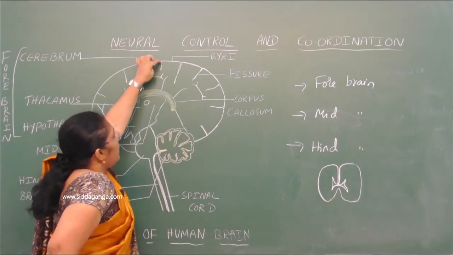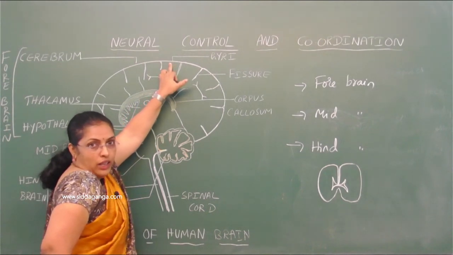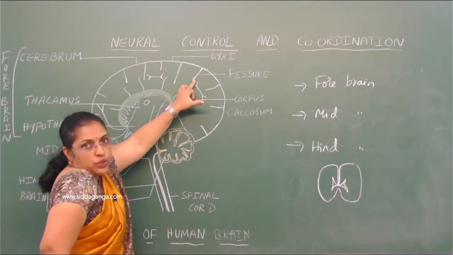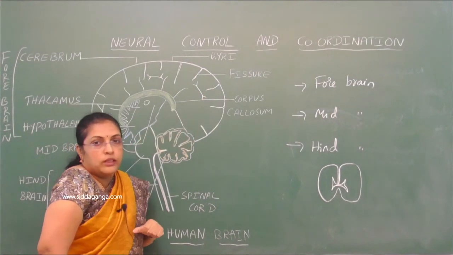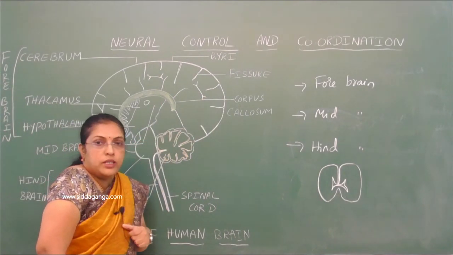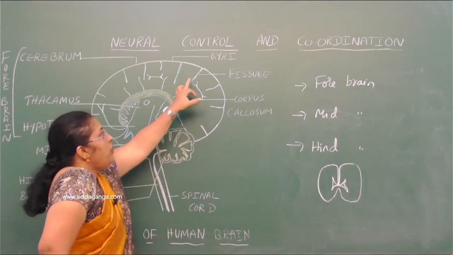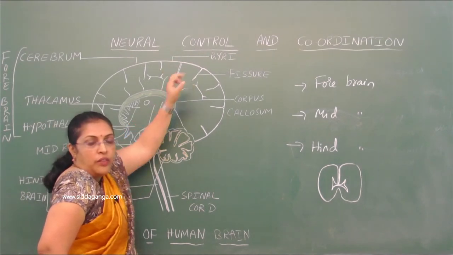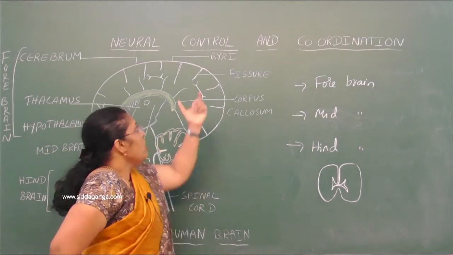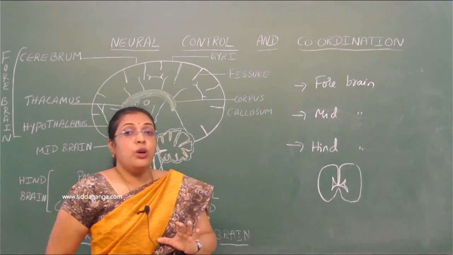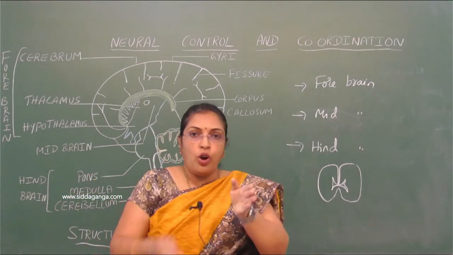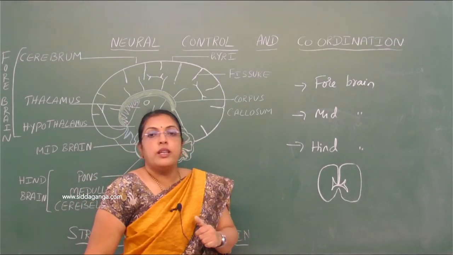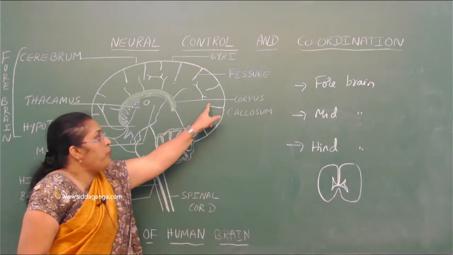The cerebrum is having elevated parts called gyri, which are separated by fissures or sulci. Understood? So, forebrain is made up of three parts, that is cerebrum, thalamus and hypothalamus. Cerebrum has elevated parts called gyri. Each gyri is separated by fissure and sulci. Cerebrum is separated into right and left cerebral hemispheres by a longitudinal cleft or longitudinal fissure. So both right and left cerebral hemispheres are joined with a corpus callosum.